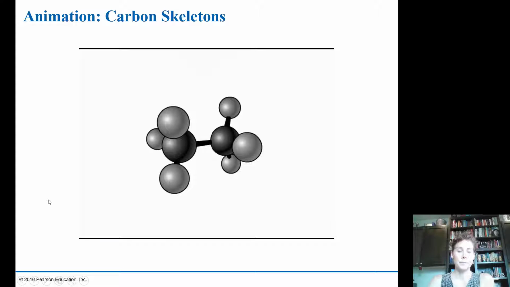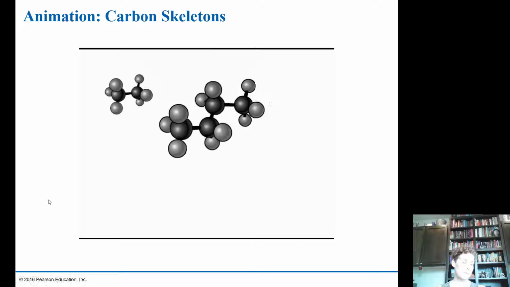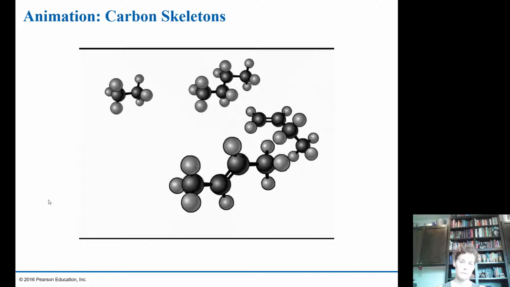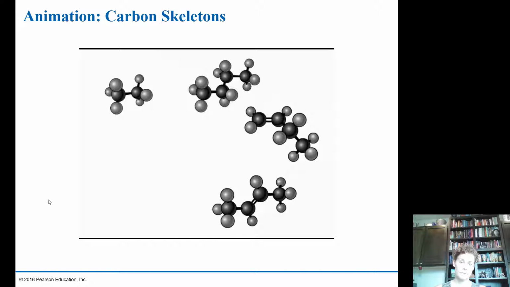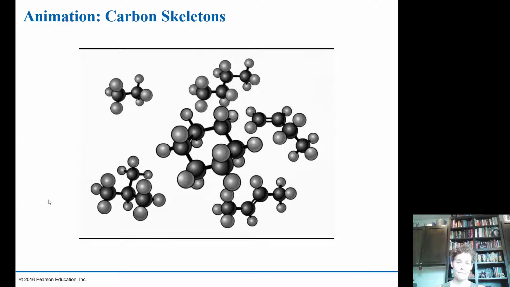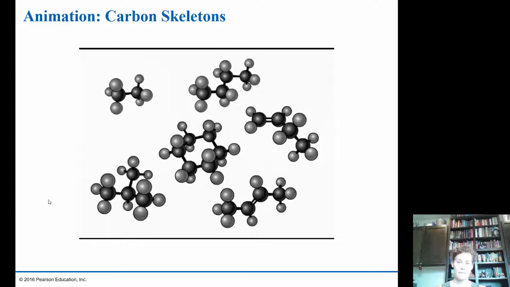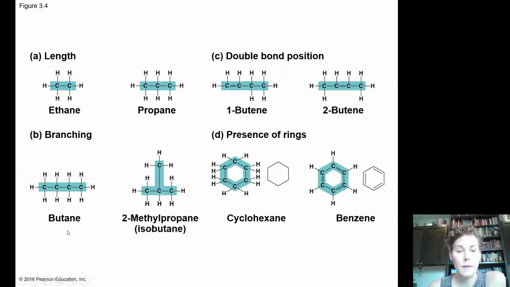The carbon backbones of organic molecules may vary in length and in location of single and double bonds. Molecules may be straight or branched and may even contain rings of atoms. So here you can see just different varieties of carbon skeletons. And here again are other varieties of carbon skeletons that you might see. Sometimes they'll even loop together and form rings.